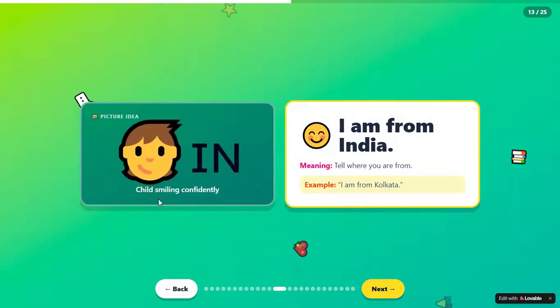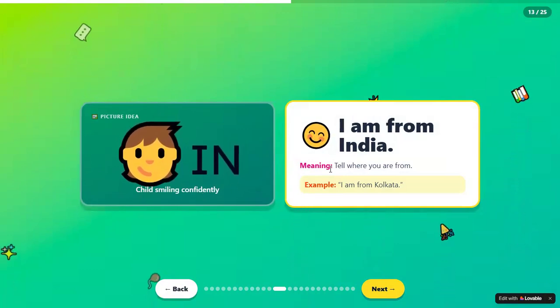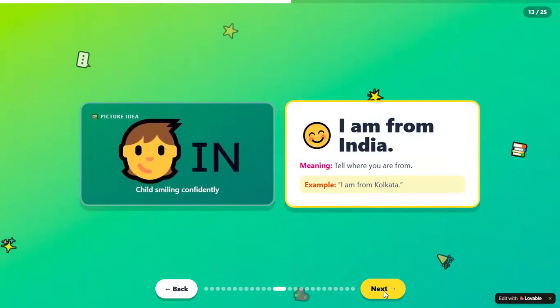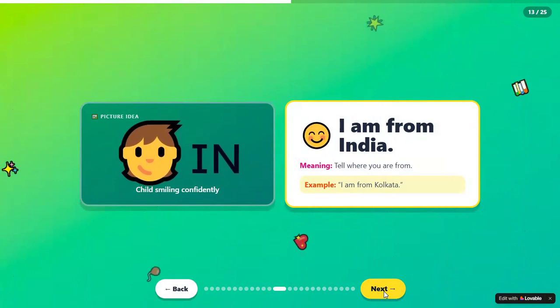Now see the picture, child smiling confidently, meaning tell where you are from. I am from India. I am from Kolkata. I am from Chennai. Okay? So these are the simple forms, simple English.